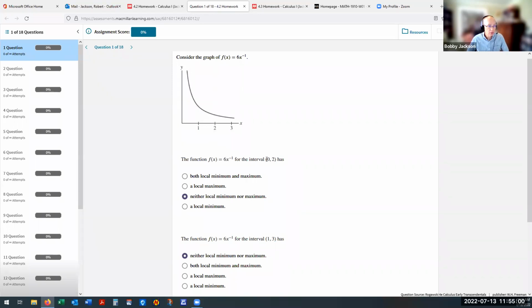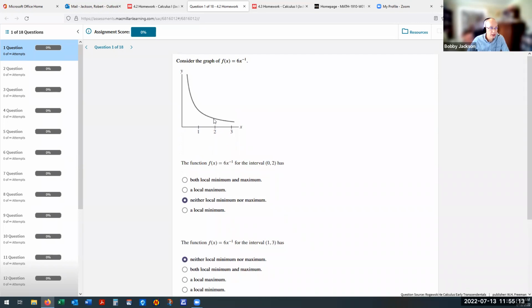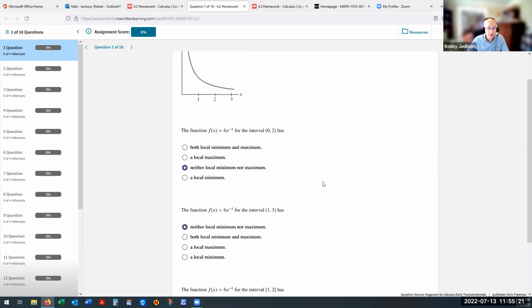Before, this interval did not include 1. So 6 was not a value, an output of the function on that interval, but it is here because we're including it. At 2, 6 divided by 2 is 3. The minimum is 3. So we have a maximum and we have a minimum, but we still do not have a local max or min.